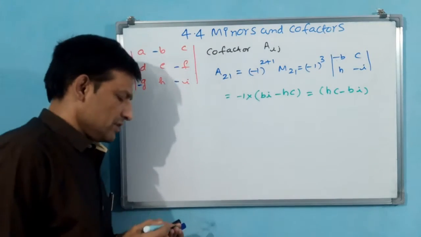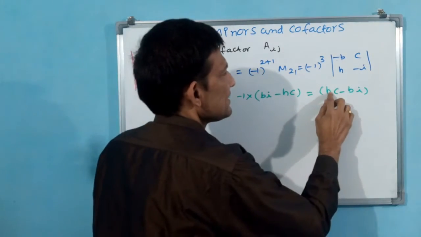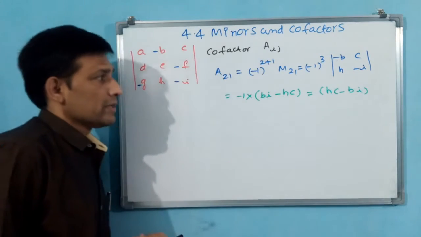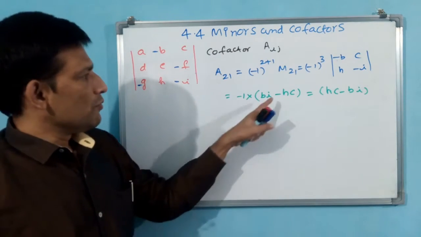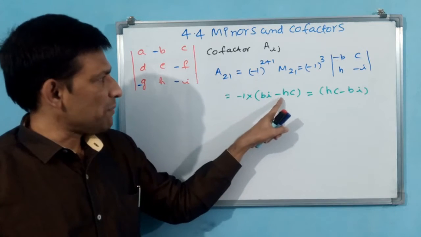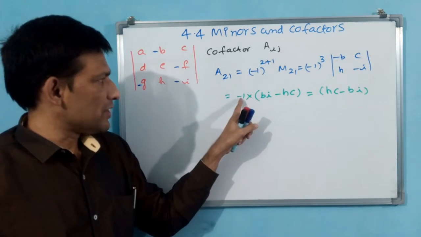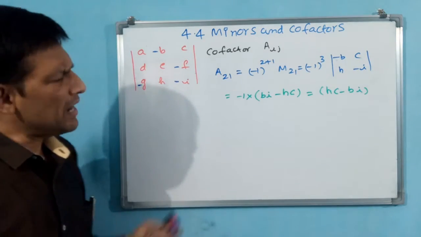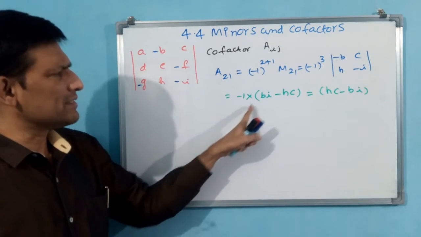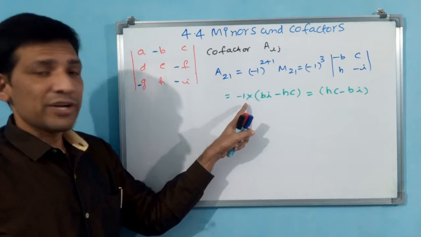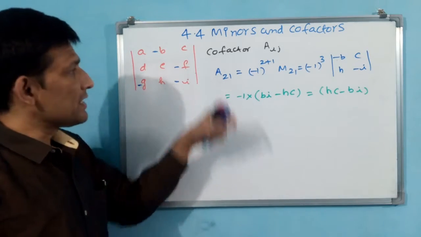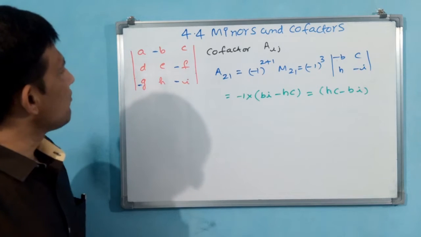Is it correct? First you see, why have I written like this? Hc minus Bi, because minus is there. Minus minus is plus. That is why Hc becomes positive and Bi becomes negative. That is why I have reversed it. Or else you can leave it like this only: minus Bi Hc. Minus 1 into something means minus. That's all. Now you understand what happens when negative comes inside.